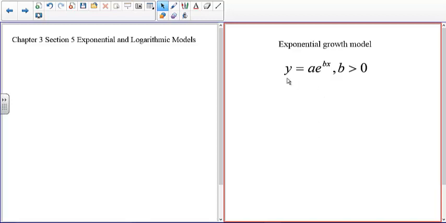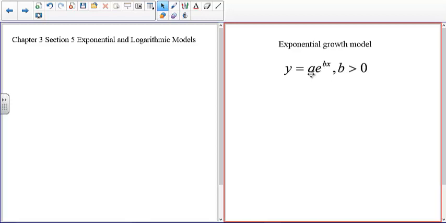So here to the right we have your generic exponential growth situation. y is the dependent variable, x is the independent variable, and you have a constant b which is multiplied by x. That tells you how quickly it grows. The larger positive b is, the more quickly the quantity grows. And b has to be greater than 0 for exponential growth. We'll find out when b is less than 0, you'll have exponential decay.